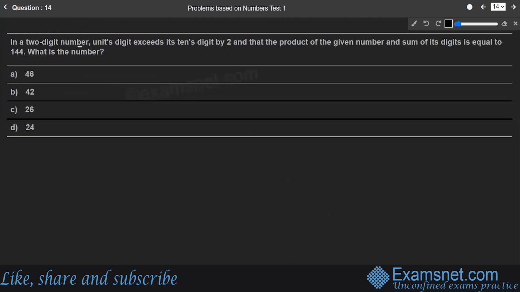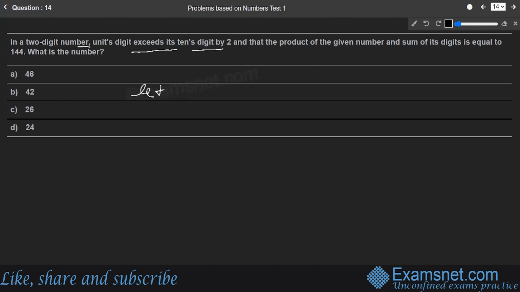Now, in a two-digit number, the units digit exceeds its tens digit by 2. In this type of question also, we can assume any one of the digits, and since the relation between the units digit and the tens digit is given, we can form the other digit accordingly. Then, using the second condition and both the digits together, we can frame one more equation and solve it. This is the strategy.